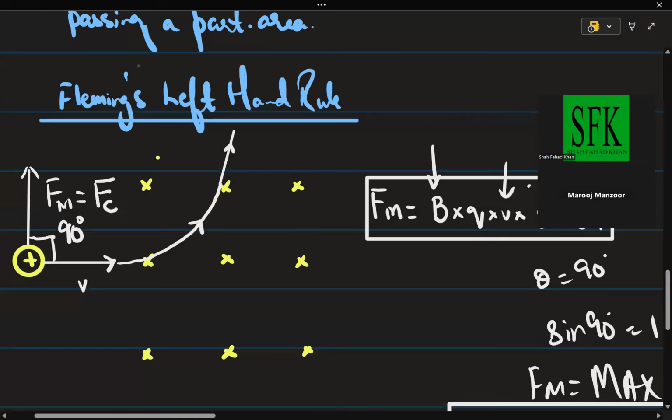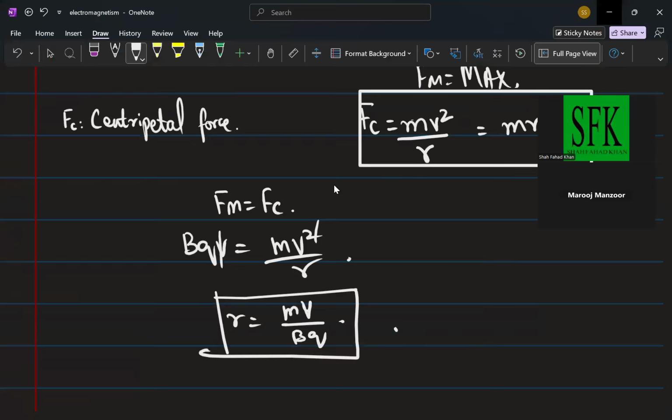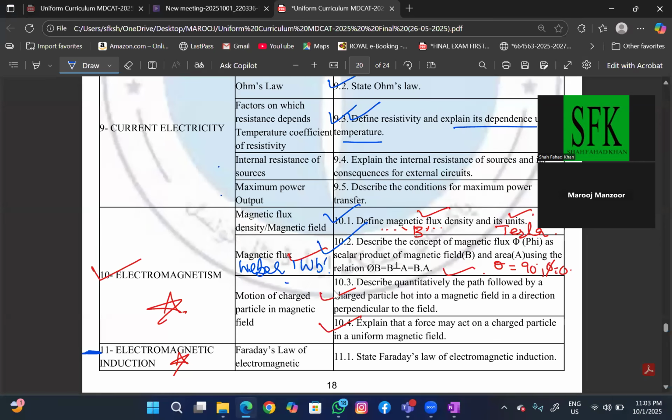And so with this, we finished off the centripetal force stuff as well. Let's see how much we've done. I think we've covered all of it. Yes, we've covered electromagnetism completely. The quantitative path followed by the charged particle, that's done. It's a circular path, right? And then explain that a force may act on the charged particle in a uniform magnetic field. That's the reason why it's undergoing circular motion, and this force can be calculated using the formula BQV sine theta.